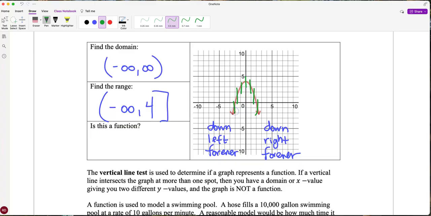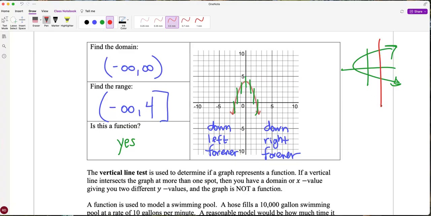There's no way to get it to cross more than once. So this is a function. It just has to be a vertical line. If the vertical line crosses the graph more than once, it's not a function. So if I had a graph that looked like this, it would not be a function, because the vertical line is going to hit it more than once.